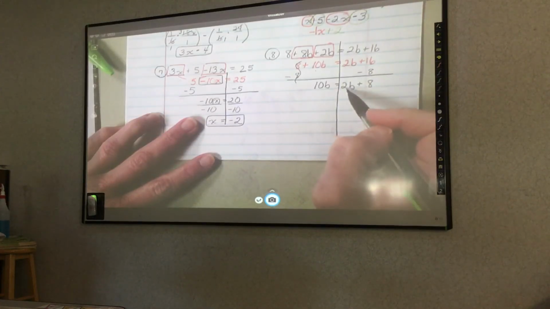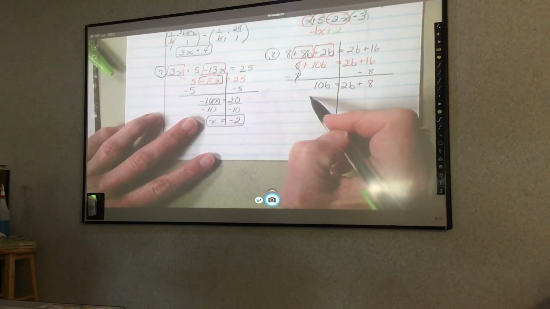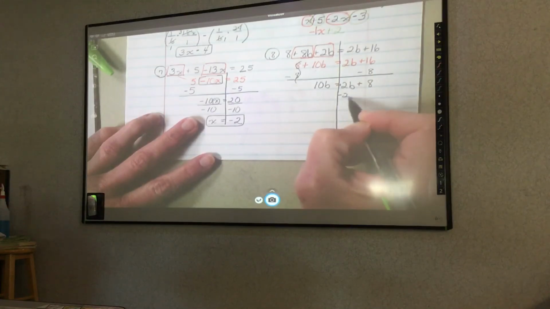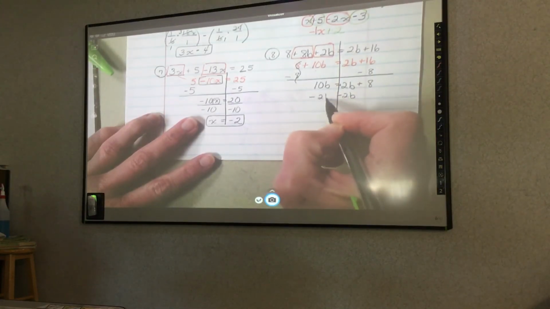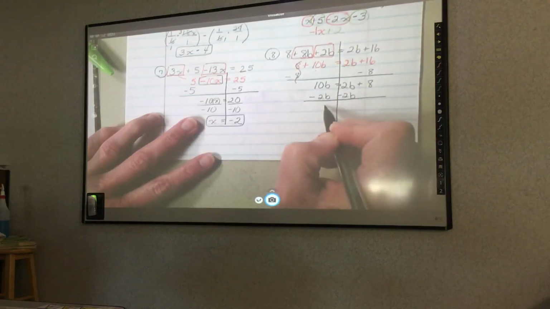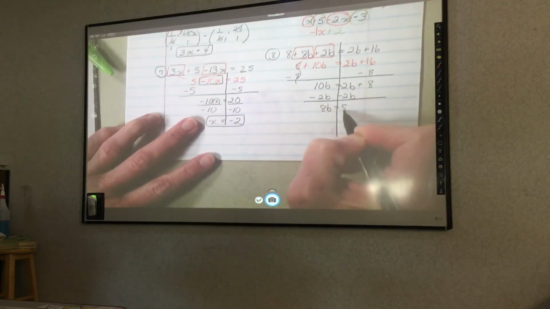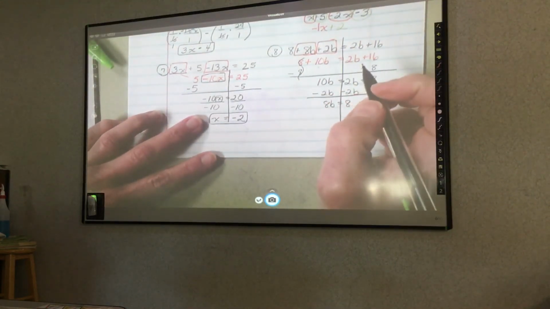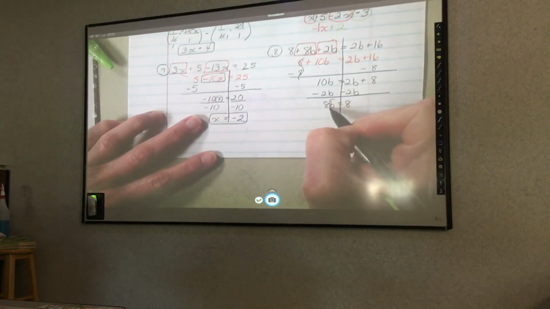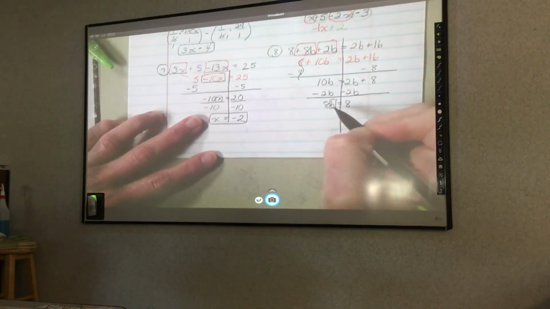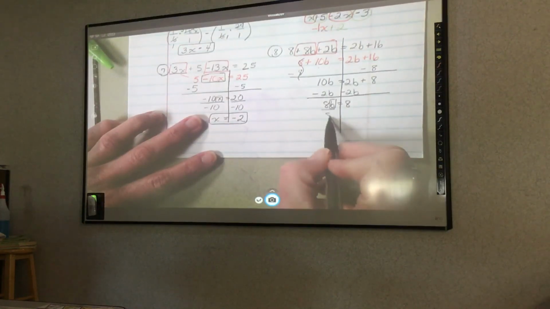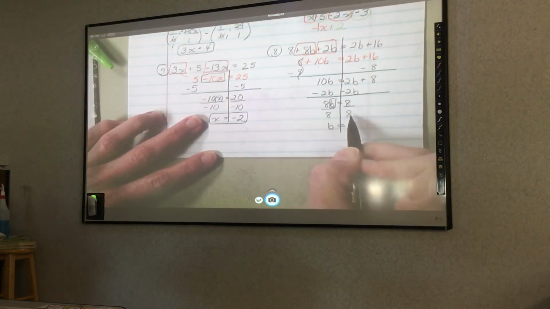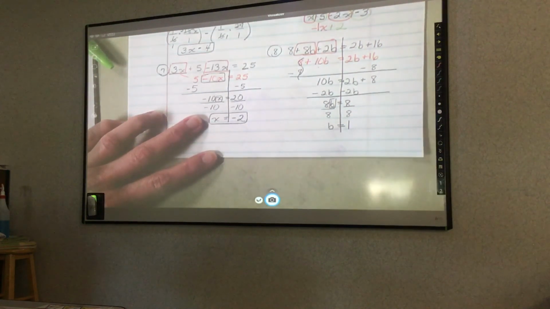How do I get this 2b over here? This is like adding, it's a positive, so I'm going to subtract 2b, subtract 2b. So now I have 8b equals 8. I still need to get b alone. This is like multiplying, so now I'm going to divide by 8, divide by 8. b equals, well, 8 divided by 8 is just 1.